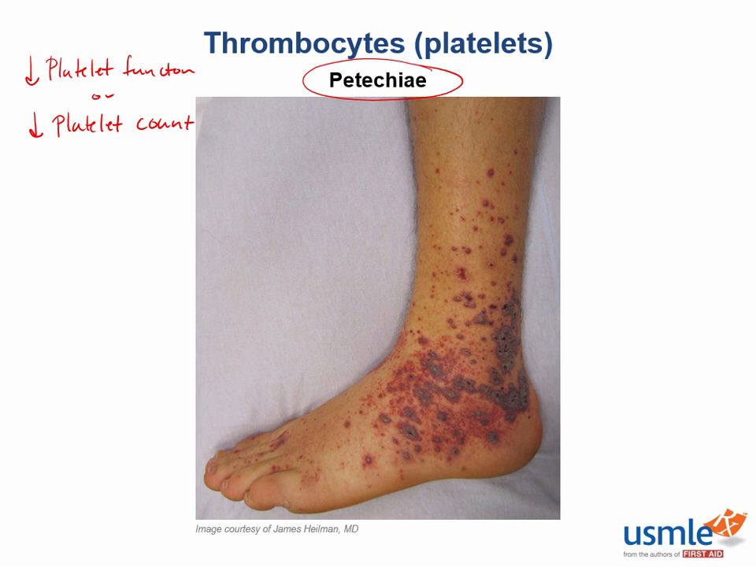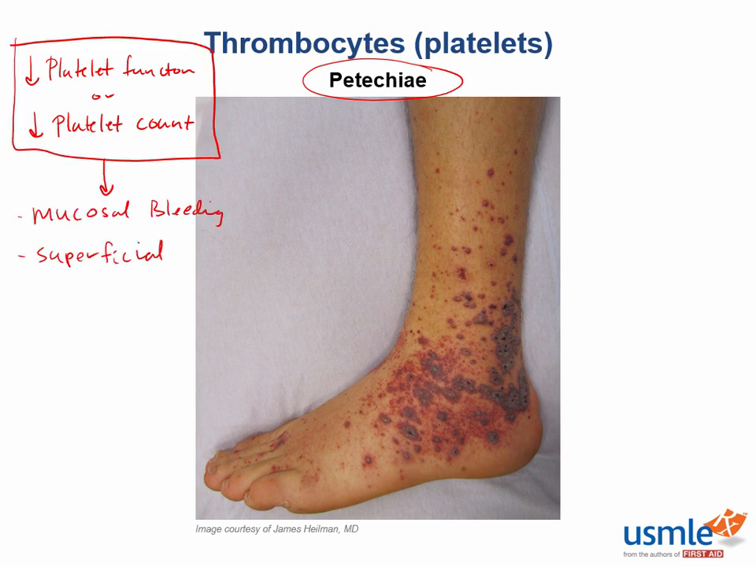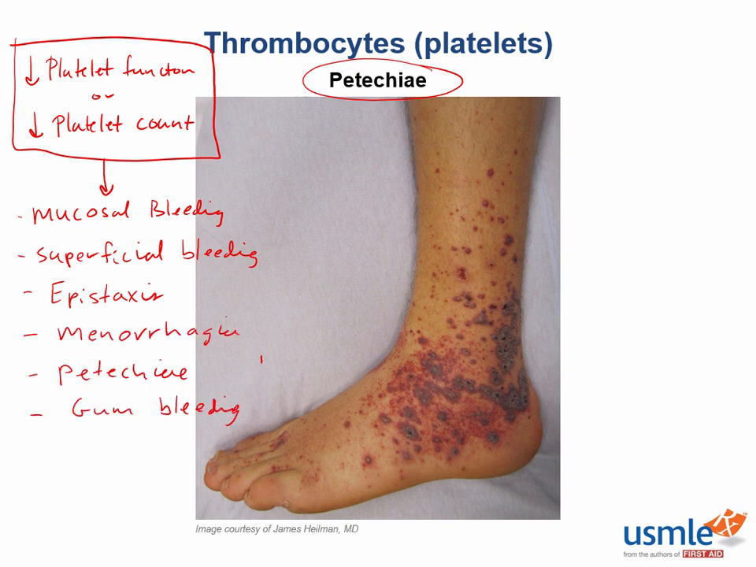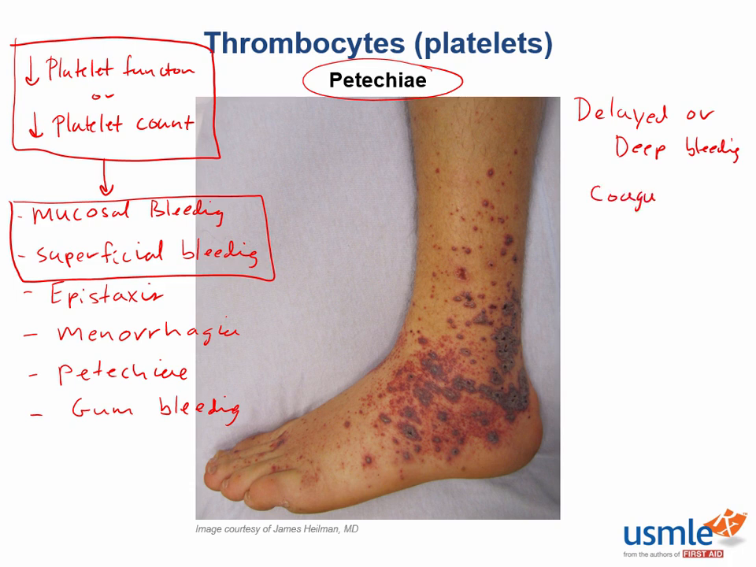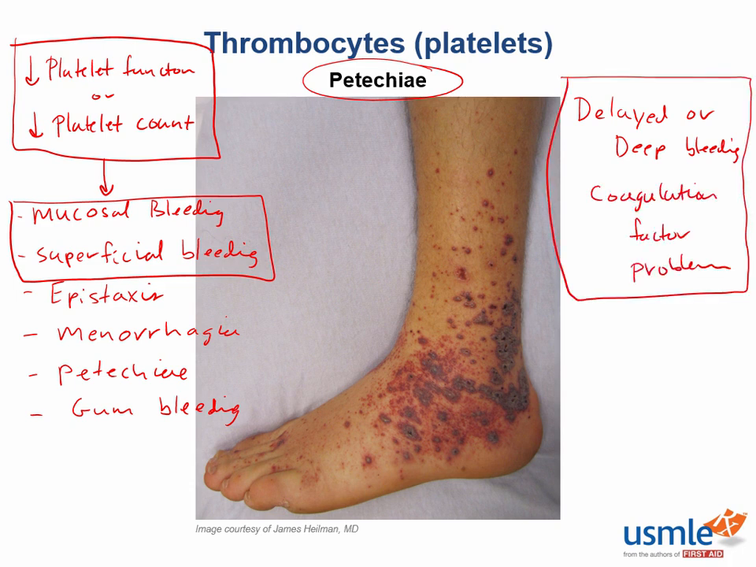Also with thrombocytopenia, or reduced platelet function, you can see mucosal bleeding, or superficial bleeding, like epistaxis, or nosebleeds, menorrhagia, petechiae, as we just mentioned, and gum bleeds. The important point to remember here is superficial or mucosal bleeding. Platelet dysfunction or deficiency leads to superficial or mucosal bleeding, and this is in contrast to coagulation factor dysfunction or deficiency, which leads to delayed or deep bleeding.